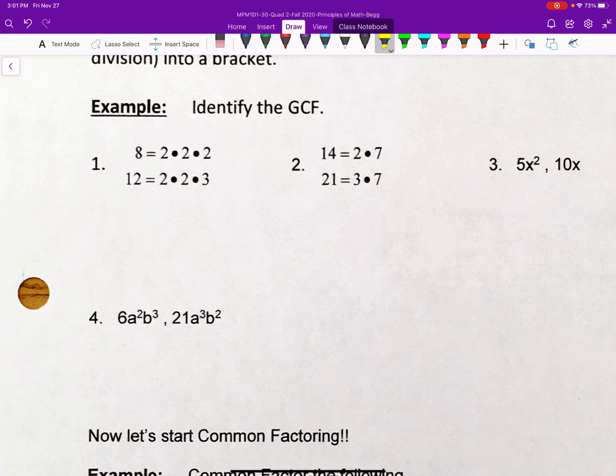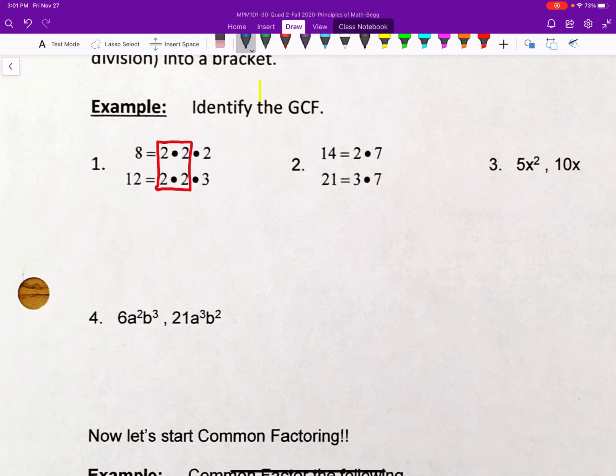We can think of 8 as 2 times 2 times 2, right? The dots just mean multiply. We know that 12 is the same as 2 times 2 times 3. 2 times 2 is 4, times 3 again is 12. What this example is trying to show us is that if we find the parts that are the same, we got a 2 in each of them, actually 2 twos in each of them that are the same, that's the common part. You'll notice that what I didn't put the box around was a third 2 from the 8 and a 3 from the 12. So that's not part of my common factor.